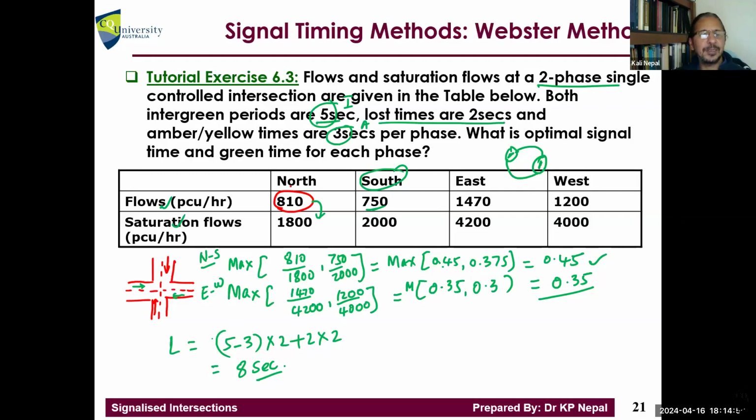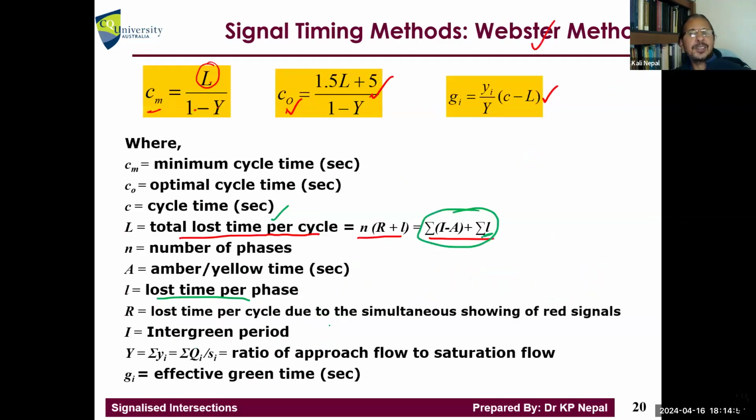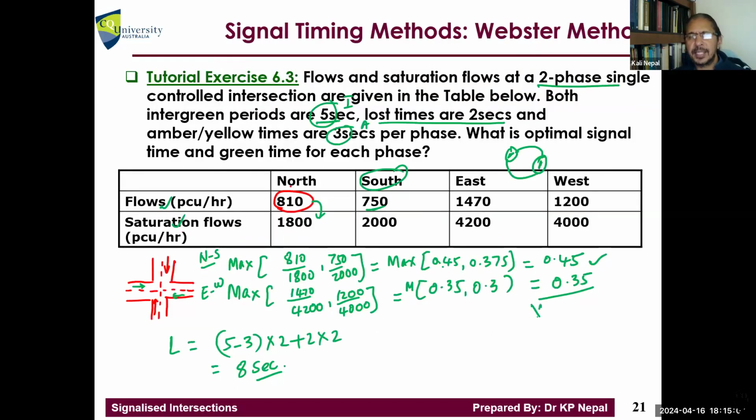Now we know L, we can use the formula. You see this one. Let's calculate. This is the minimum cycle time. How much would it be? Cm equals L over 1 minus Y. Oh, I didn't calculate Y. So can I do the ratio of that? How much is the sum of those? 0.45 plus 0.35. Is it 0.8? Yes. So you got Y, you got L.